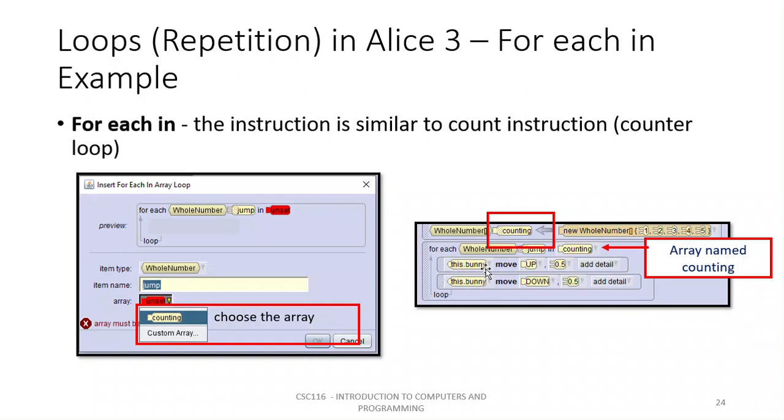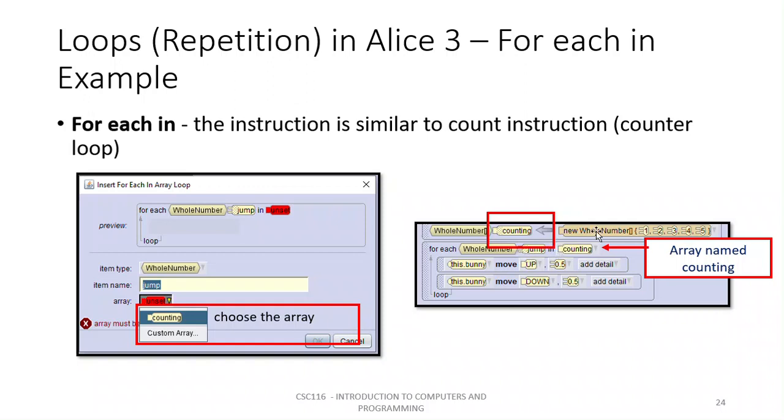So what happened now? You want the bunny to jump. That's why you have move up and move down here. You just give the name jump. So if you run, you will see the bunny jump 5 times. Sebab apa dia akan run? Dia akan repeat instruction jump ni. Jump ni you bagi nama lah.